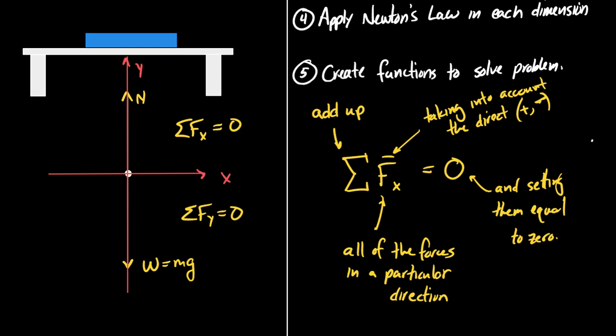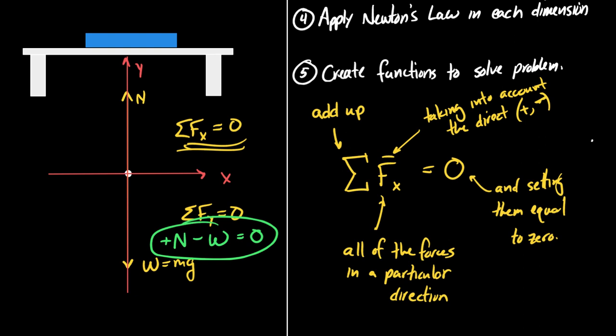So, there are no forces in the x direction. I don't have to do anything there. There are 2 forces in the y direction. So, the normal force is upwards, I will make it positive. I will add it to the weight, which is downwards. I'll make that negative. And I will set that equal to 0. Add up all the forces in a particular direction, taking into account their direction, and set them equal to 0. All that work to say n minus w equals 0.